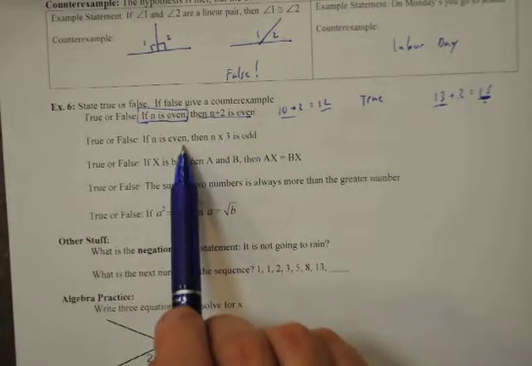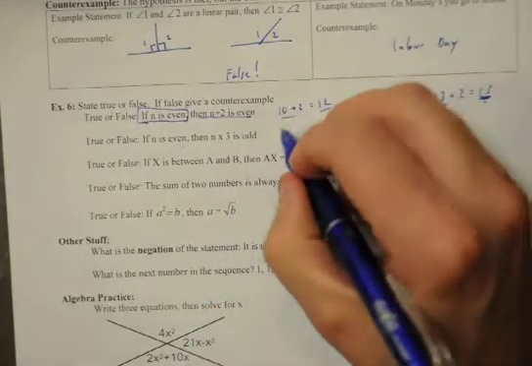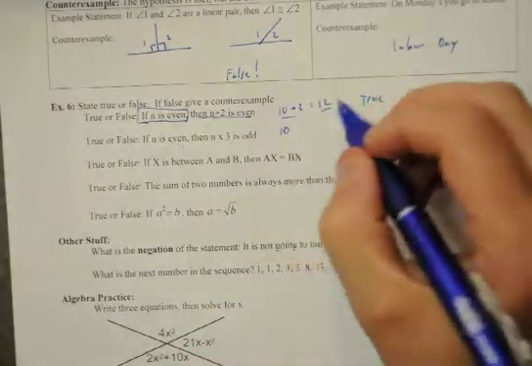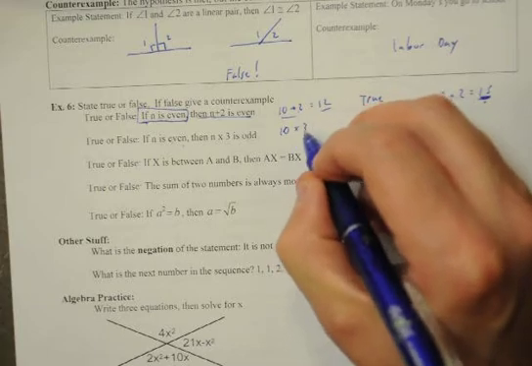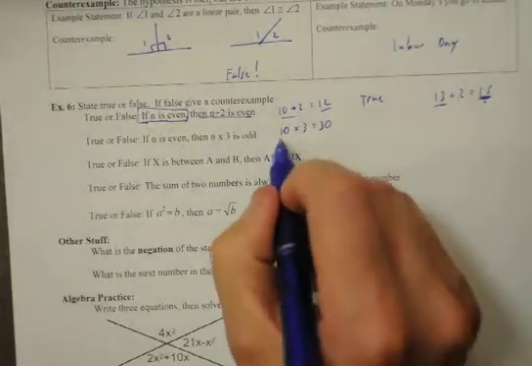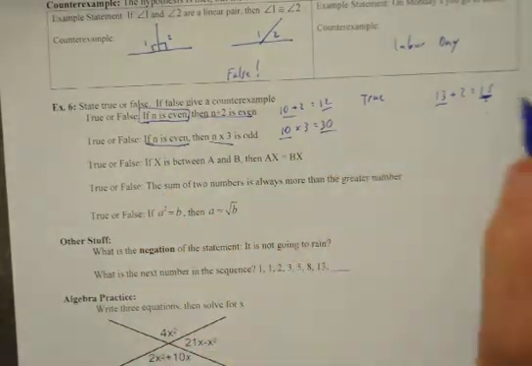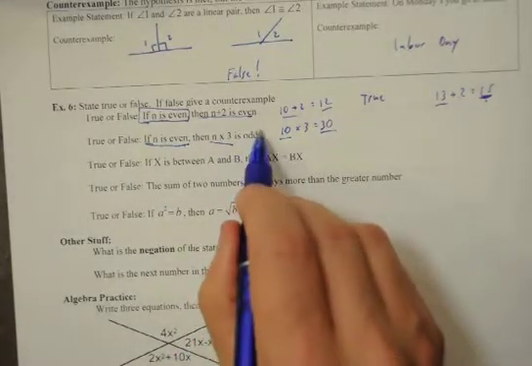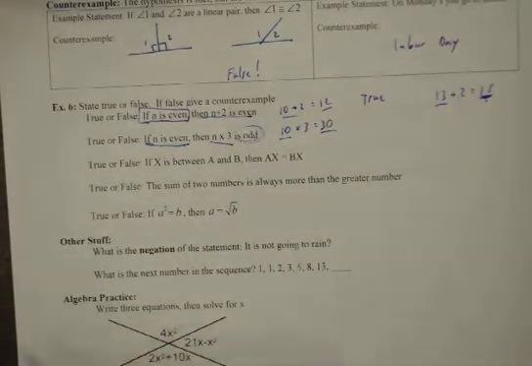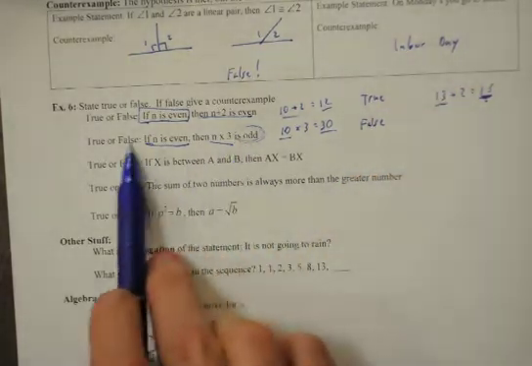Next, if n is even, then n times 3 is odd. Let's see here. 10. 10 times 3 is 30. Haha, that's a counterexample. We started with an even number, we multiplied by 3, and we got an even number. That contradicts the claim of odd. So this is now false. This is a false statement.